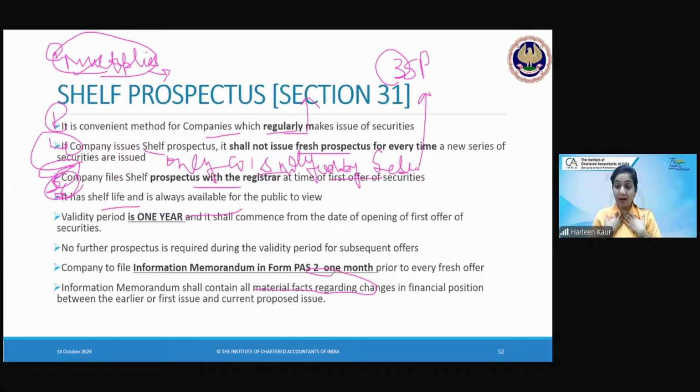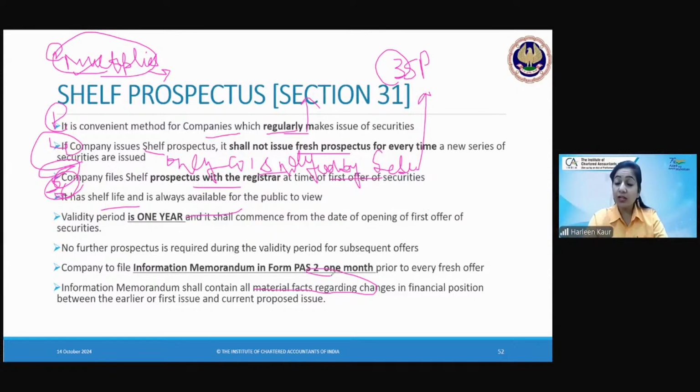Say, for example, if I am a shareholder in your company and you have issued a shelf prospectus and you gave me a very nice, glorious figure of your company at the time of the first offer of securities. And I was so happy that I gave you advance money for the subsequent offer also, thinking this company is going to keep coming for multiple issues. I am giving you my advance money. But the moment you came with the subsequent issue, you raised and circulated this information memorandum.